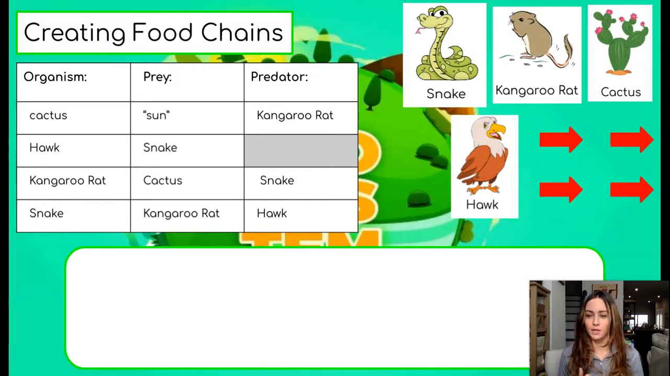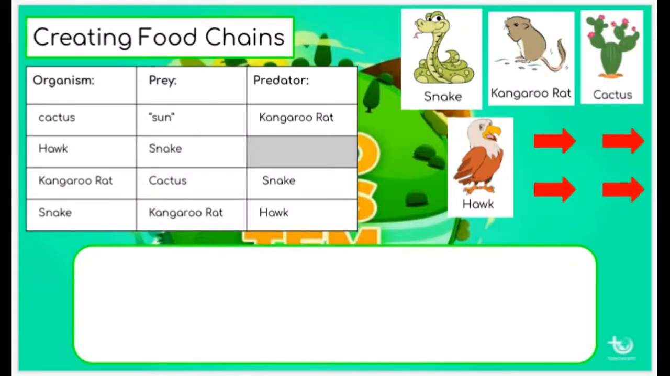So we see that we have a cactus, a hawk, a kangaroo rat, and a snake. In the middle column, we're told what the prey of that animal is, or what that animal eats in order to obtain its energy. Finally, in the third column, we see the predator. This is telling us what is the predator of that organism, or what is hunting and eating that organism for energy. Using this information, we can go ahead and create our own food chain to represent how energy flows.